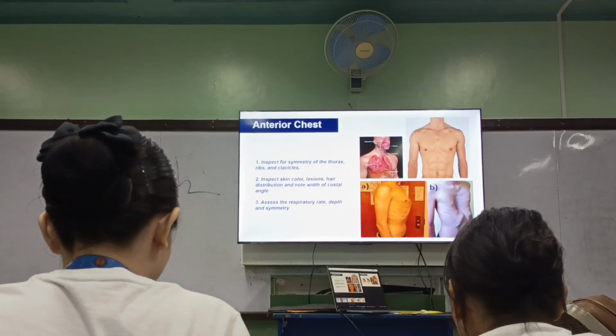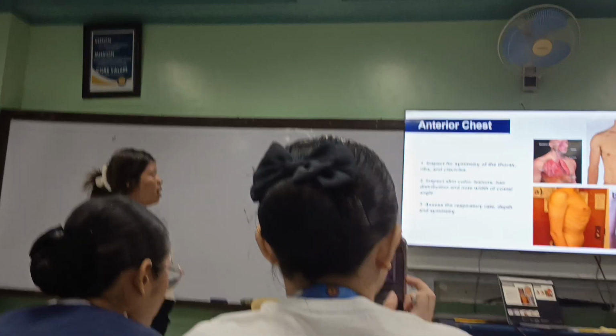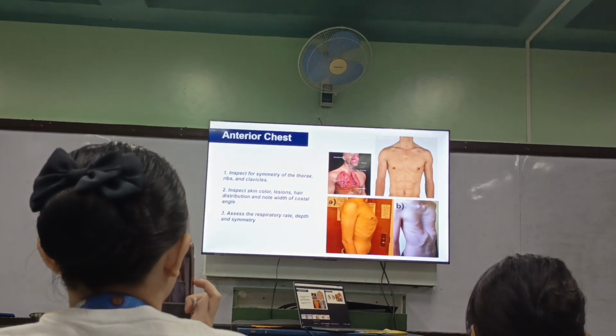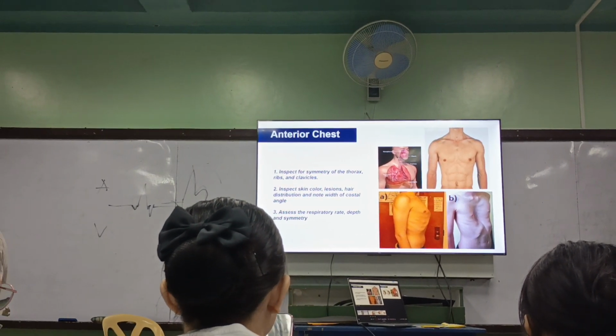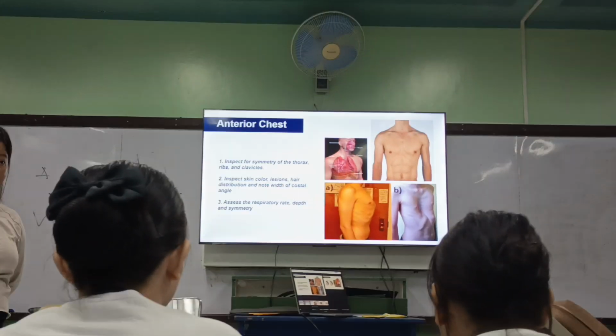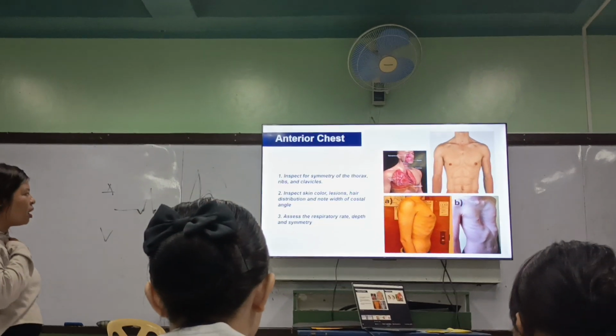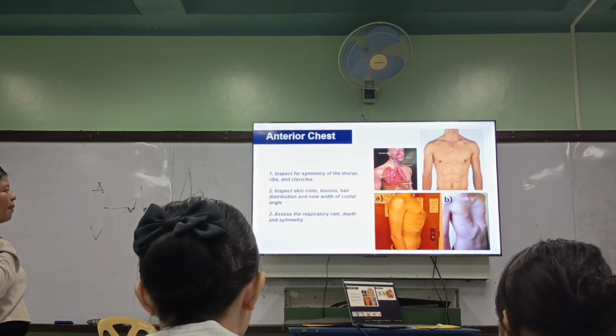Okay, thank you so much. For checking for the anterior chest, we have to inspect for the symmetry of the thorax, ribs, and clavicles. When inspecting, you have to use your eyes. And checking for the symmetry of the thorax, ribs, and clavicles.